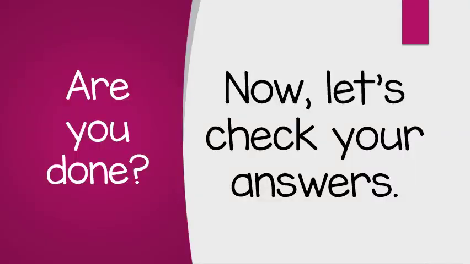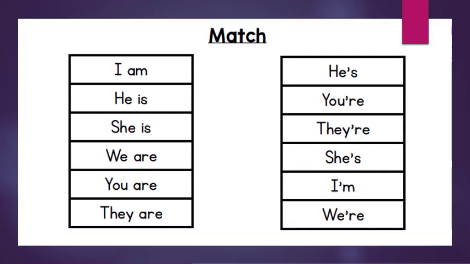Are you done? Alright, let's check your answers together. Okay, take out your red pen so that you can mark. Are you ready? Okay, let's look at the answers together. The first one, I am. That's the answer. I'm. Number 2, he is. He's. Next, number 3, she is.